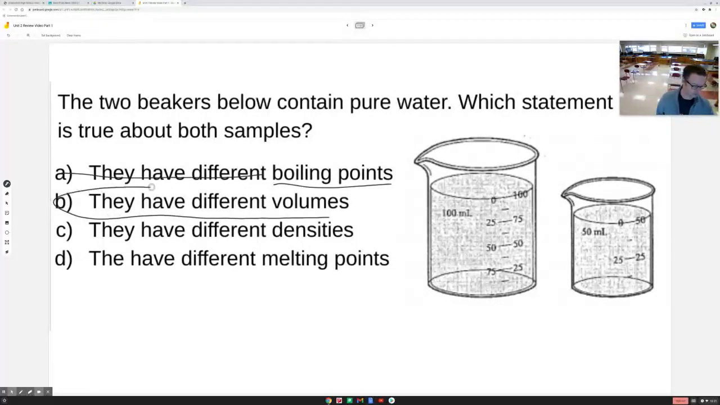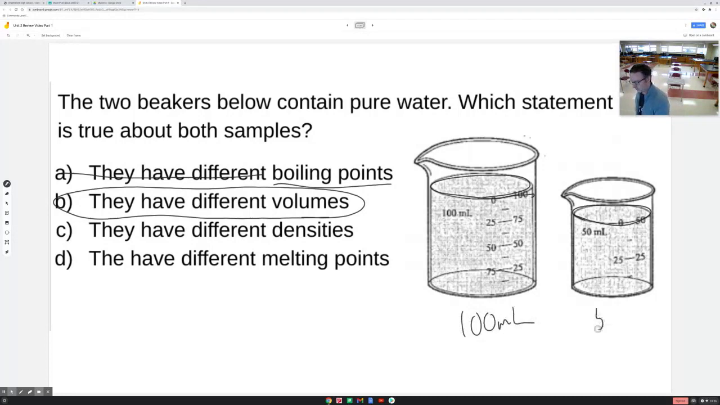They do have different volumes. So I'm going to circle that and we'll just double check to make sure. Because this one is in a 100 milliliter beaker and it looks like it's marked right at the 100. This looks like it's 50, so it's 2 different amounts, 2 different volumes of water.